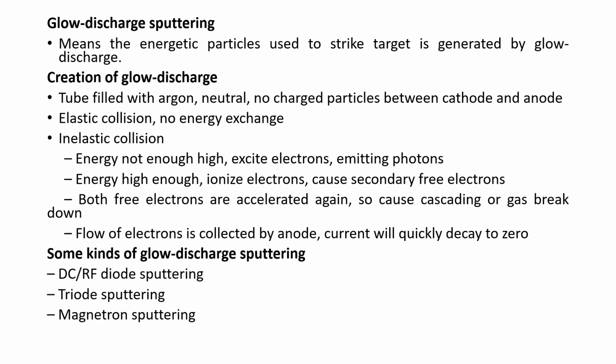The flow of electrons is collected by the anode. All the primary and secondary electrons move toward the anode and the current will quickly decay to zero. Some of the kinds of glow discharge sputtering are direct current, radio frequency, diode sputtering, triode sputtering, and magnetron sputtering.